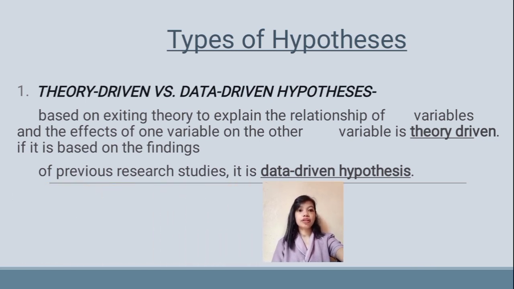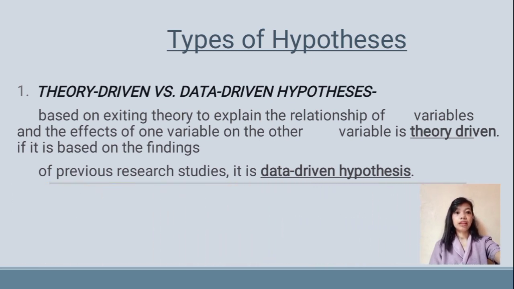And of course, there are types of hypothesis. The first one is the theory-driven versus data-driven hypothesis. The theory-driven is basically based on theories that explain the relationship and effects of the variables, while the data-driven hypothesis is based on the findings of previous research studies or previous research papers.